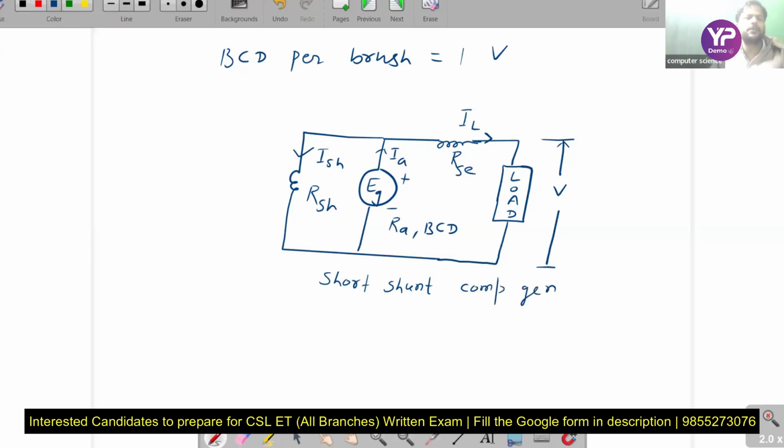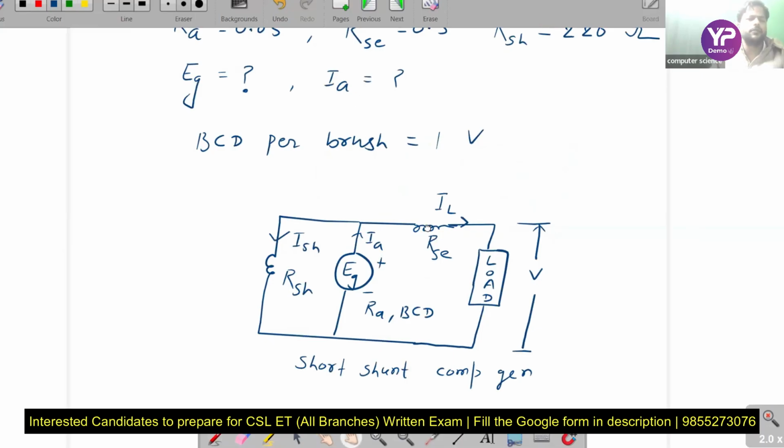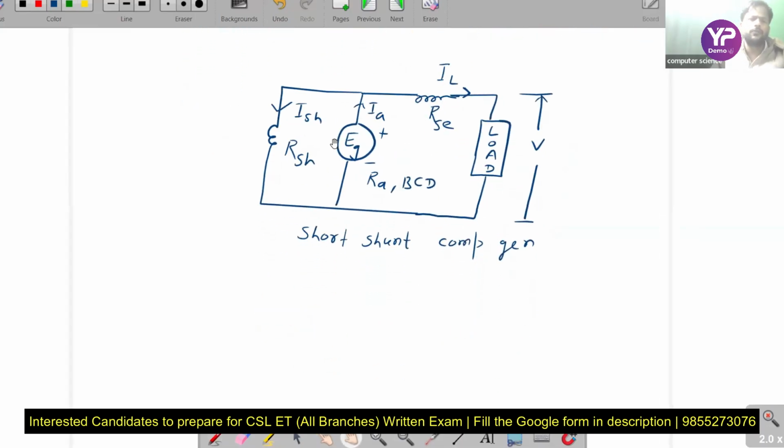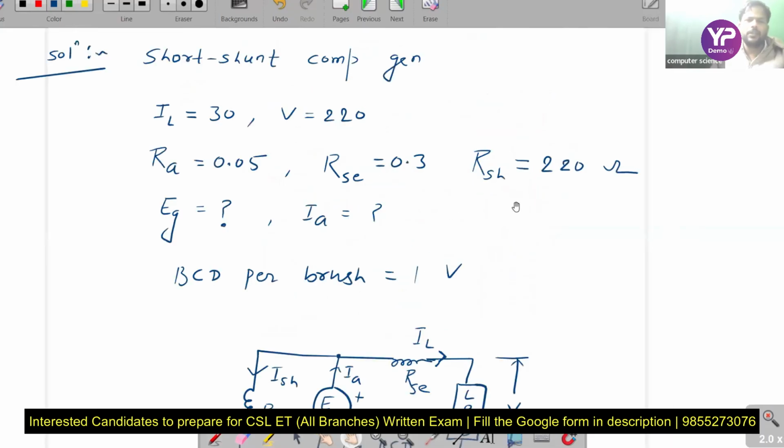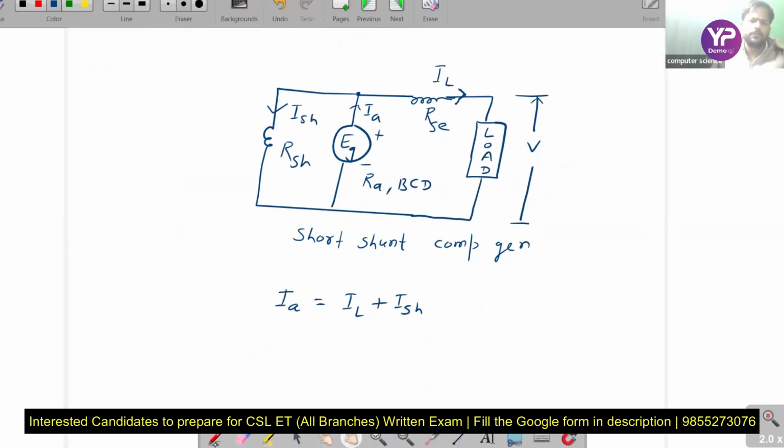Here we need to find the generated EMF and armature current. To find out the armature current, first of all, apply KCL at that node. IA, incoming current at a node, is equal to outgoing current, that means IL plus ISH. Here IL is given, so we need to find ISH.